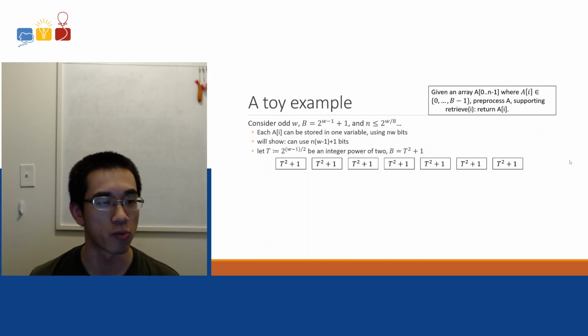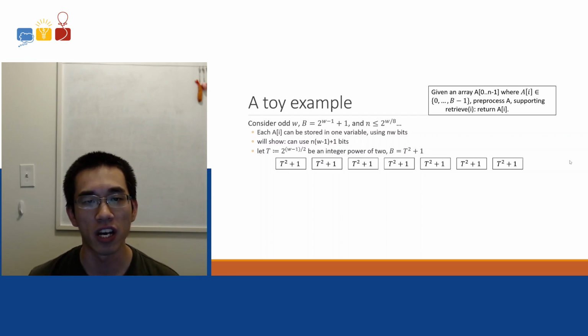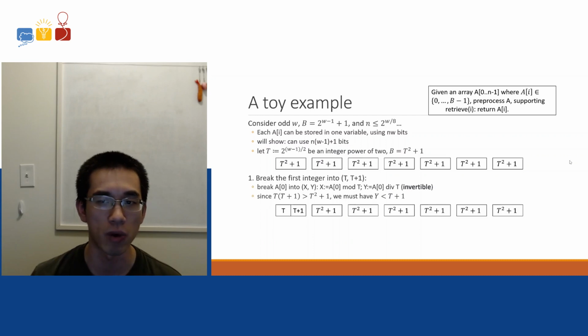Okay, so how does it work? For simplicity of notation, let t be 2^(w-1) divided by 2, an integer power of 2. So b would just be t squared plus 1. So we get an array such that each entry is from a set of size t squared plus 1.